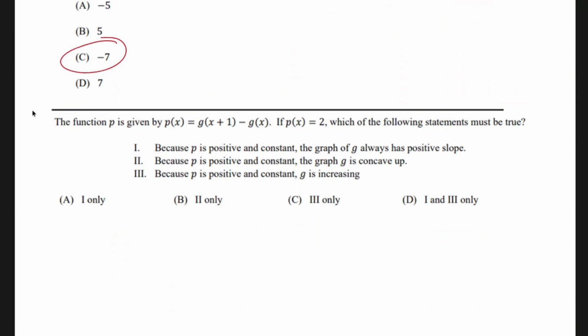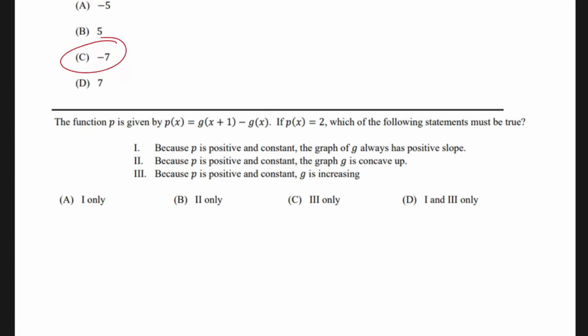So the function p is given by p of x equals g of x plus 1 minus g of x. So you have g of x, I don't know what g of x is, but g of x plus 1 minus g of x is going to be p of x. Then it tells us that p of x is 2. So this is saying that whatever g of x is, if you add 1 to x, the difference between these guys is always going to be 2.